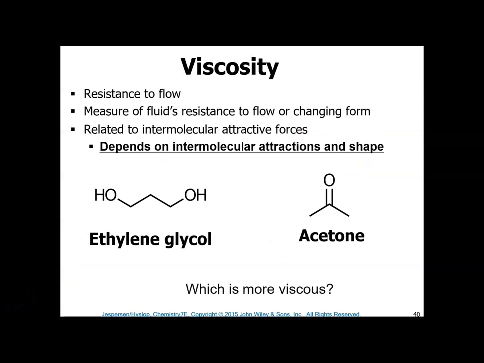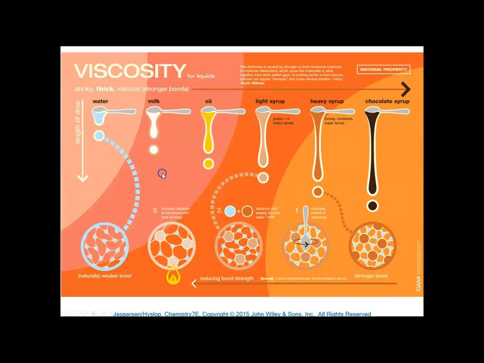Another property that utilizes these intermolecular forces is viscosity. So you can think of the different types of flow for different types of fluids. For example, water is a pretty non-viscous substance. It'll drop off easily from a spoon. Milk is a little thicker, oil thicker yet, and then we get all the way up to syrups and chocolate, which might be really gooey and kind of hang down longer.